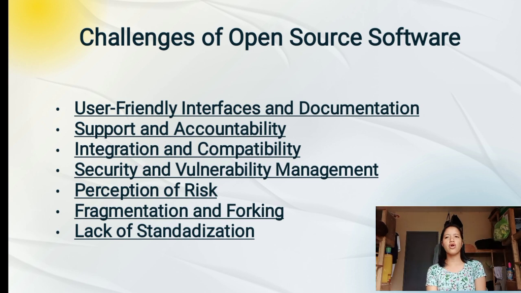Another challenge of open source software is support and accountability. Open source software is typically community driven, which means support and accountability may vary. Organizations using open source software may rely on community forums, mailing lists, or documentation for support rather than dedicated customer services. However, many popular open source projects have active communities providing support, and organizations can also opt for commercial support services provided by third party vendors.